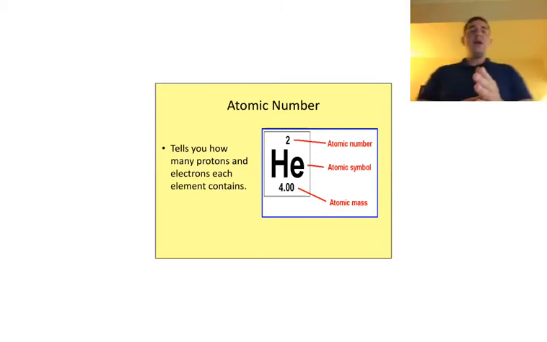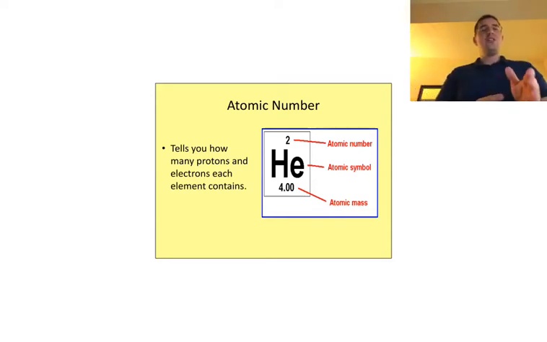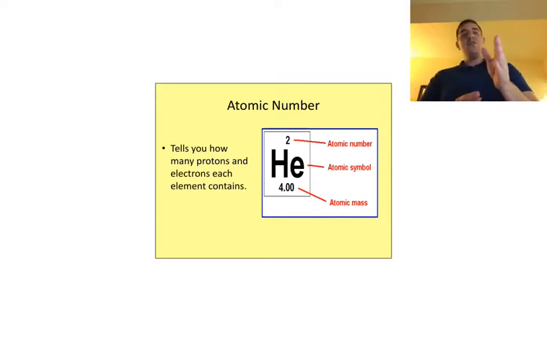If you look at each individual element on the periodic table, you're going to see that each individual element has its own unique atomic number. Okay, the atomic number, once again, tells you how many protons and how many electrons each element contains.